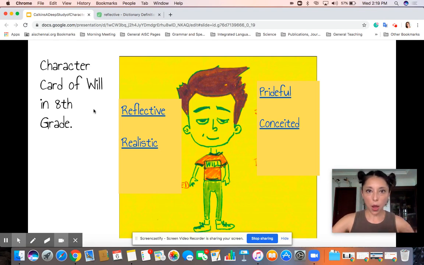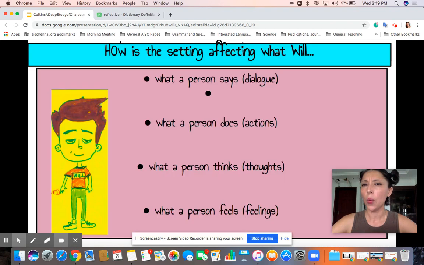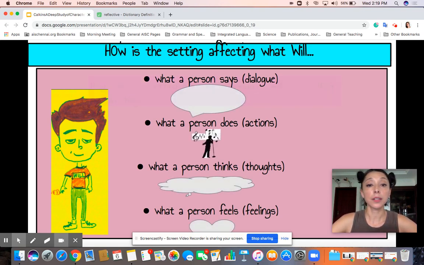Okay, let's think about Will in 8th grade now. Why is Will so prideful? He wasn't very prideful in 4th grade. Why has he changed? Well, good readers know that they need to think about the setting and how it's affecting the character when we also consider their character traits. So let's think about this. How is the setting in The Fight affecting what Will says, does, thinks, and feels?